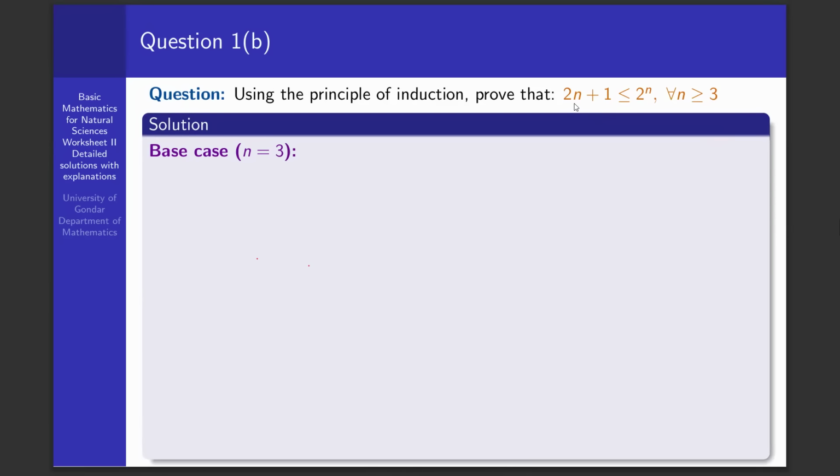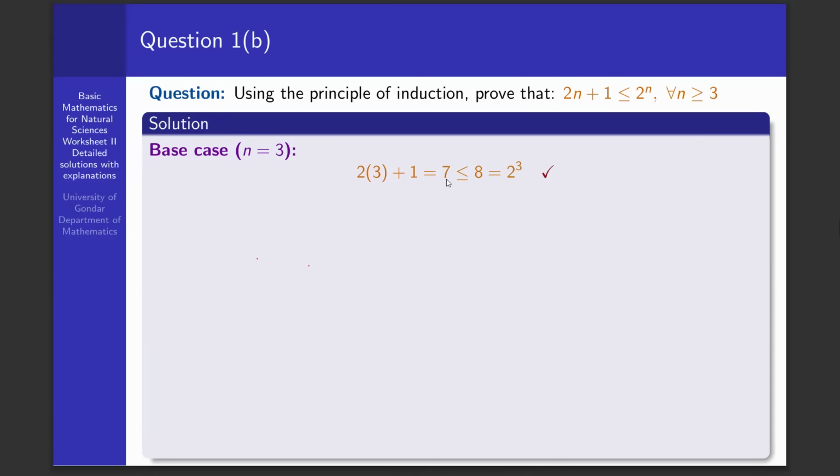So directly substituting 3 in the place of n here, we have 2 times 3 plus 1, which is equal to 7. Again, this 7 is less than or equal to 8, which is 2 cubed. So the statement holds true for n equal to 3. Then after checking this, we have to proceed to the inductive hypothesis.